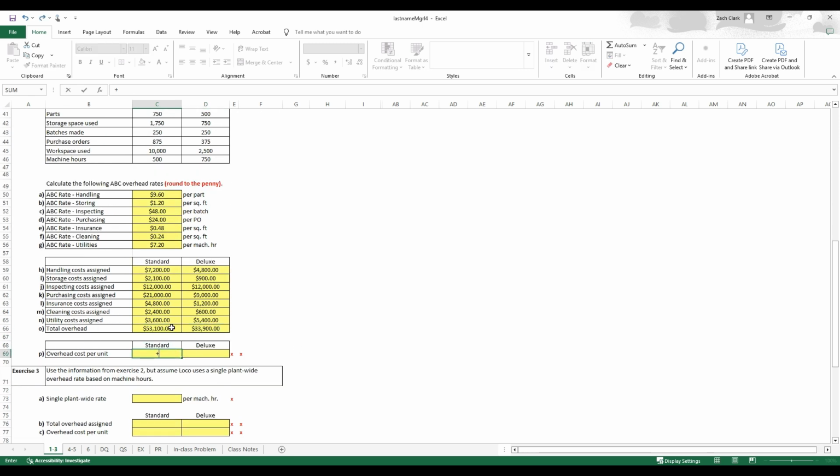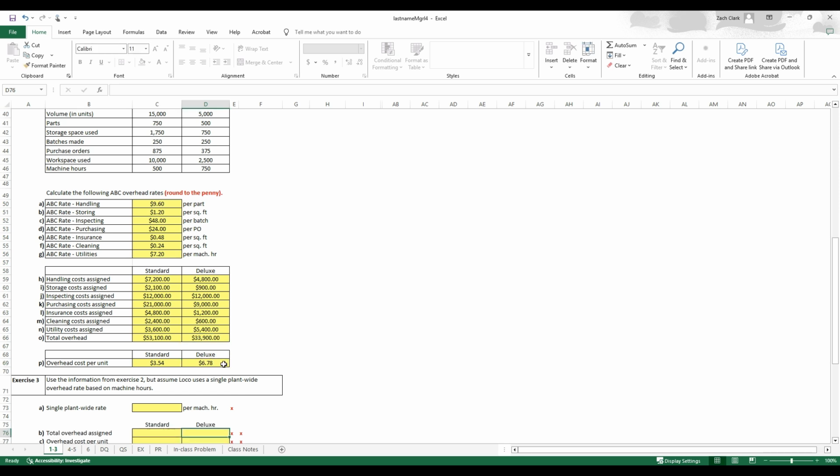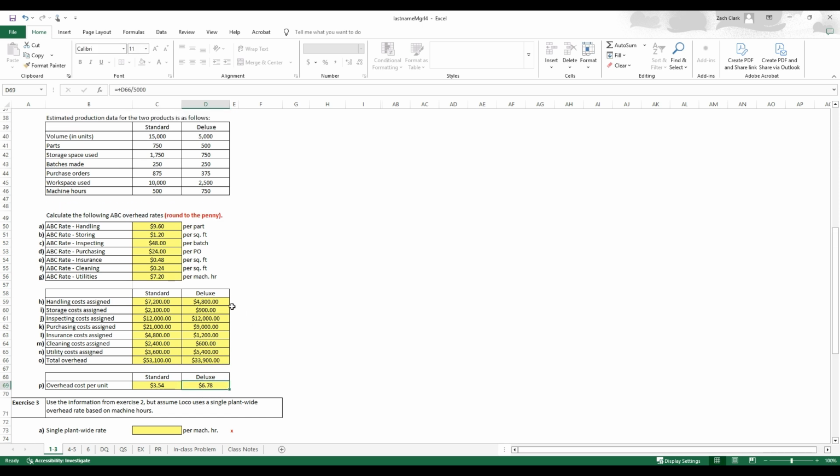Okay, so then we can get to the last part of our calculation here and say the total overhead cost is for each type, and then we can look and say how many units do we expect to produce? 15,000. So we expect each unit to cost $3.54 from an overhead perspective on standard, and we expect $6.78 from a deluxe perspective. So kind of interesting.